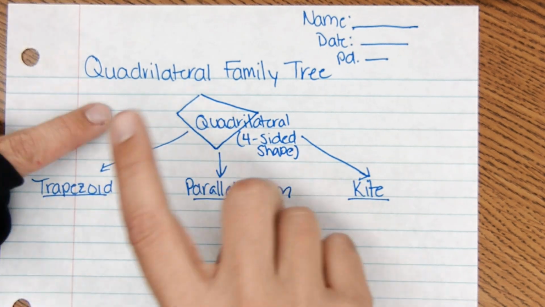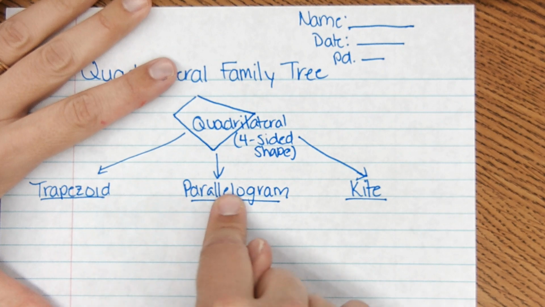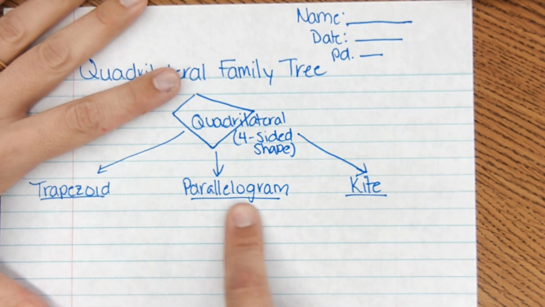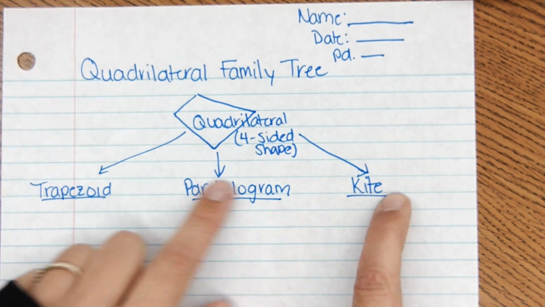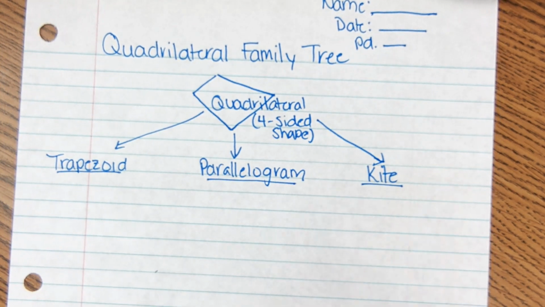We have like the parent and then the 3 kids. So quadrilateral is a 4-sided shape and it has 3 kids: trapezoid, parallelogram, and kite. All of these are quadrilaterals and have all the characteristics of a quadrilateral, it being a 4-sided shape. But then each of the kids have their own characteristics as well.